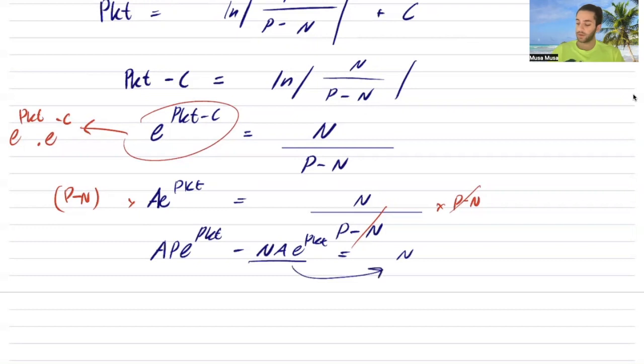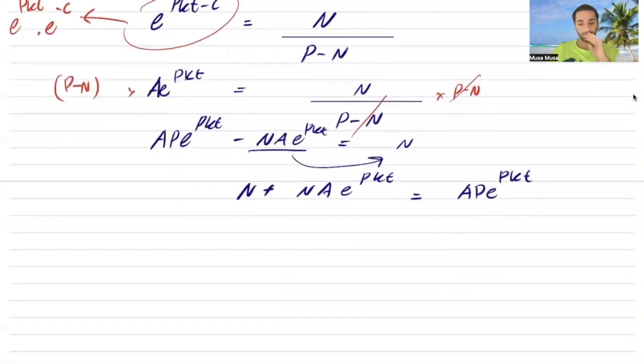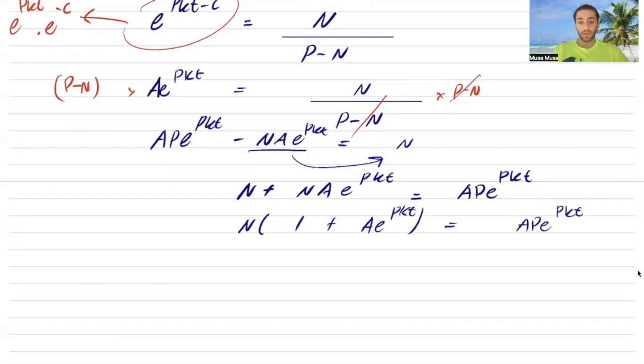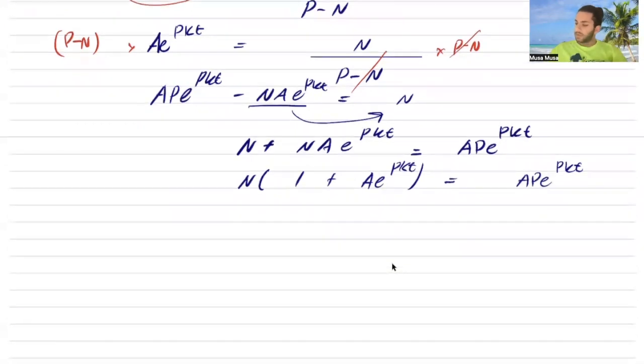Moving this to the other side, we get n plus n a e to the pkt equals ap e to the pkt. Let's factor out an n. And do we have much more to go? I don't think so. I think we're almost there.